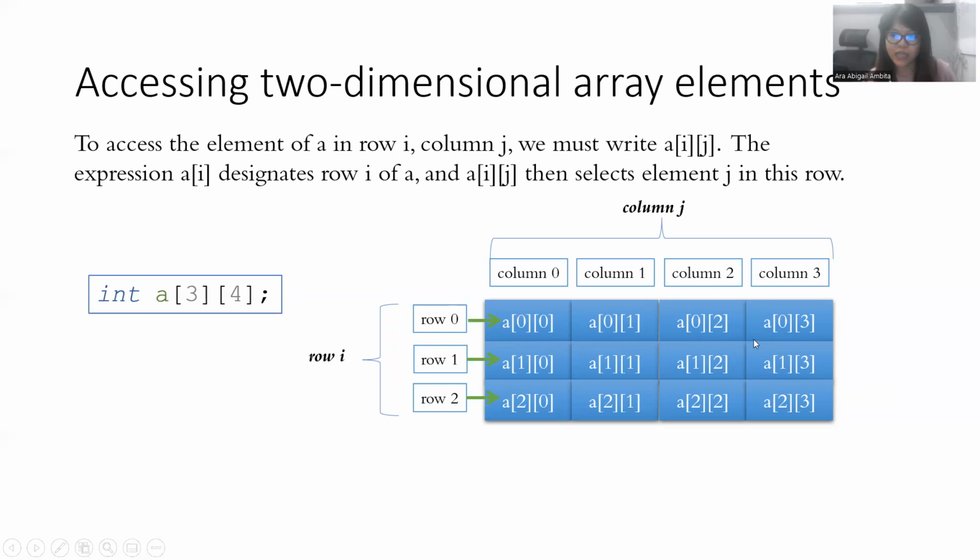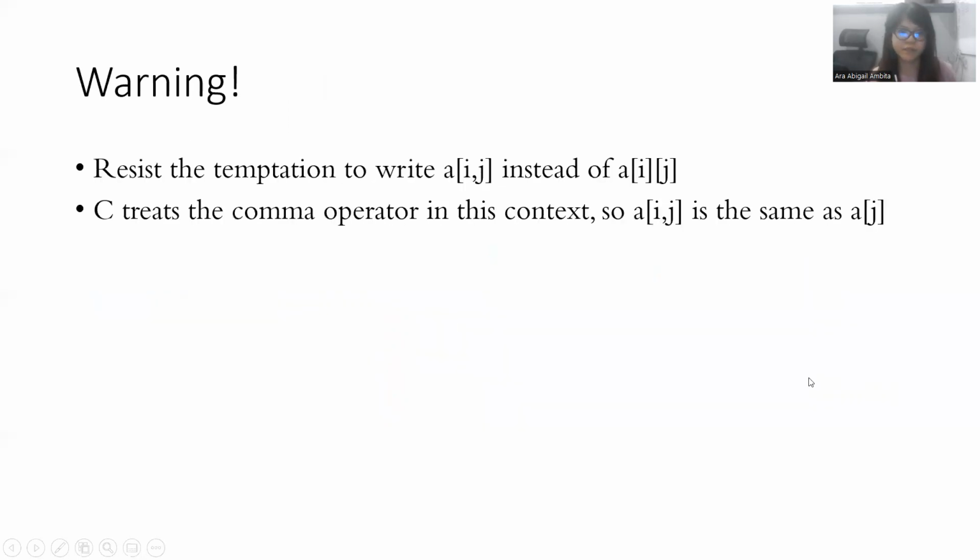So what if we want to access this element? You look at which row it is located. It's located at row 1 and column 3. Now you just have to resist the temptation to write A of I comma j instead of this one. This is the correct one, because C treats the comma as the comma operator in this context. So A of i, j separated by a comma is the same as A of j.